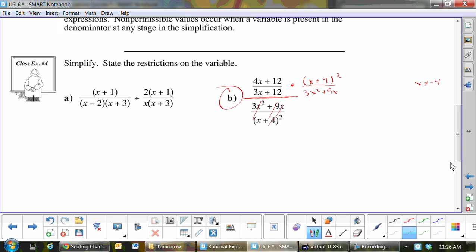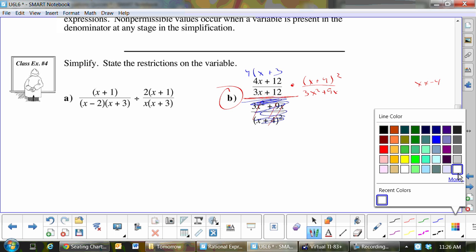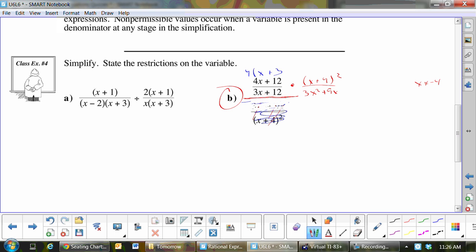Take out common factors. Okay? So 4x plus 12. Take out a 4 would leave me with x plus 3. Okay? Remember, this isn't here anymore, right? But, man, it'd be nice to have a pen that did clear. That's sweet.